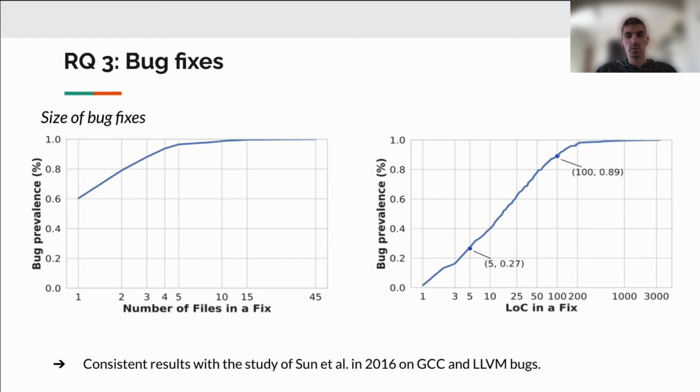Next, we answer the research question regarding the bug fixes. First, we studied the size of bug fixes and compared them with a previous study on GCC and LLVM bugs that suggests that fixes of compiler bugs are local. We found out that almost 90% of bug fixes contain fewer than 100 lines of code, and 40% are less than 10 lines of code. Furthermore, 60% of the patches updated a single file and only 4% updated more than 5 files. From those results, we can conclude that the fixes are local, which is consistent with the study of Sun et al.